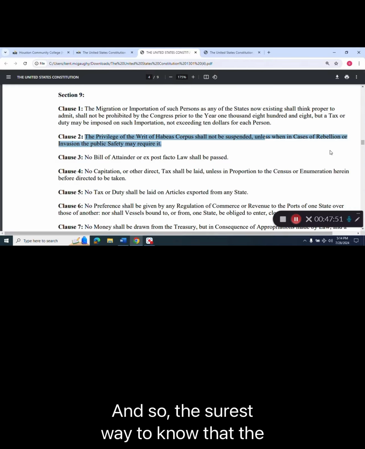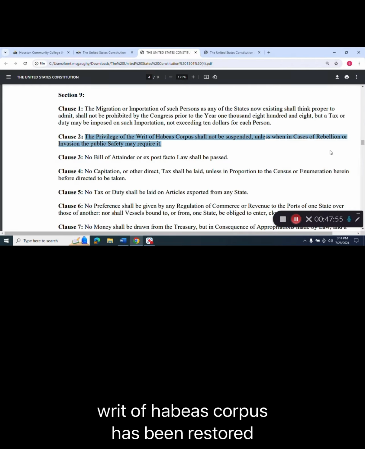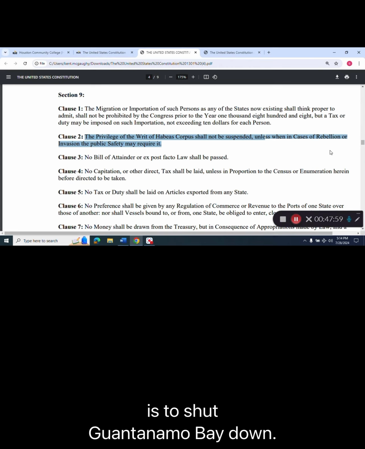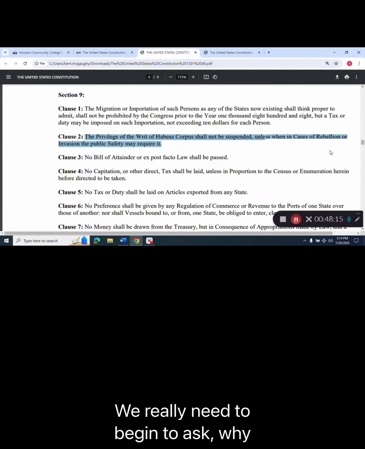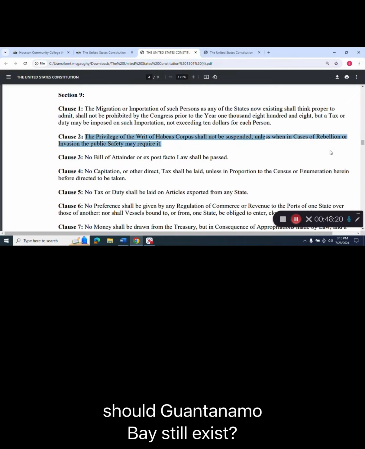And so, the surest way to know that the writ of habeas corpus has been restored is to shut Guantanamo Bay down. Bin Laden is dead. We really need to begin to ask, why should Guantanamo Bay still exist? Anyway, ex post facto laws are important, and I'll talk about those later.